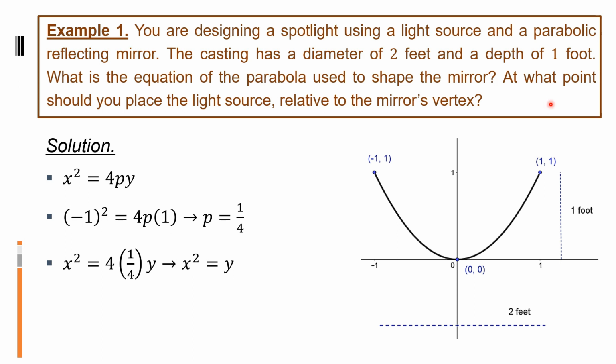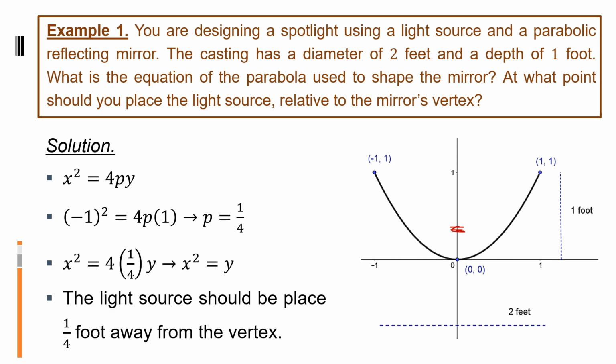Now, for the second question, it asks, at what point should you place the light source relative to the mirror's vertex? Actually, the optimal point where we place it is the focus. But we know that the focus is a distance p from the vertex. So you have p here, and p is 1/4. So our focus is here, somewhere there, and that is the optimal placement of our light source. Therefore, the light source should be placed 1/4 foot away from the vertex.